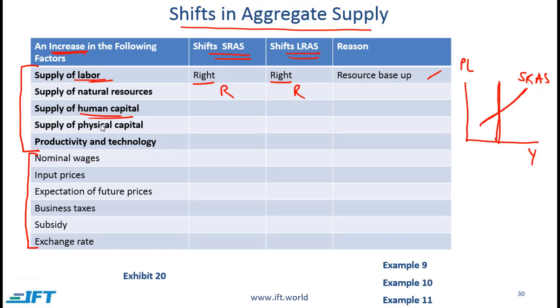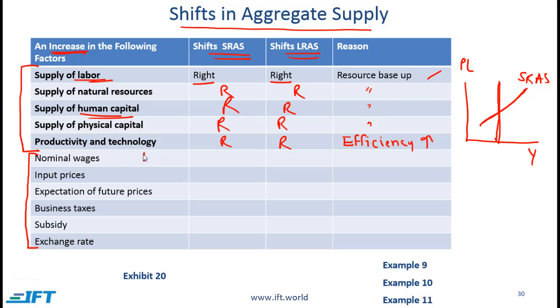Supply of human capital. So if people are smarter, working better, then both curves will shift to the right. If the supply of physical capital increases, then again both curves shift to the right because our resource base is up. If we have better technology, we are more productive, then both curves shift to the right because the efficiency is more. Then we come to these factors which only impact the short run aggregate supply.